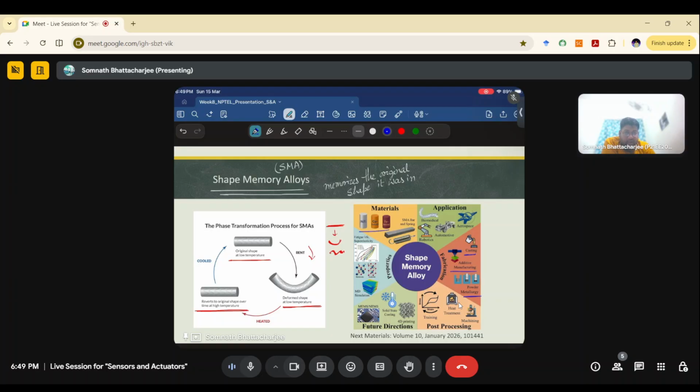And the materials are these. It can be copper based, ferrum, that means, sorry, iron based, copper based, or nickel and nichrome and these kinds of things. So it can be made into springs.